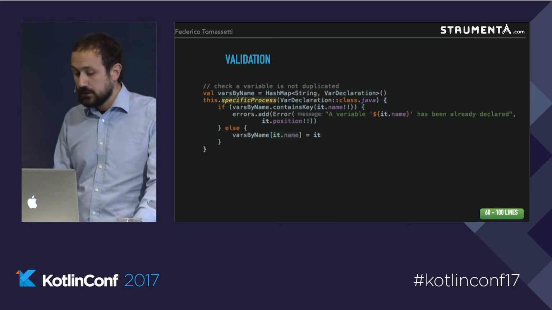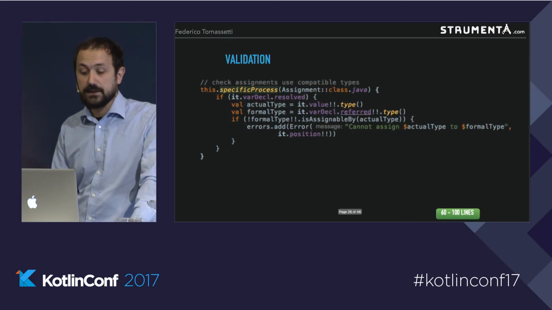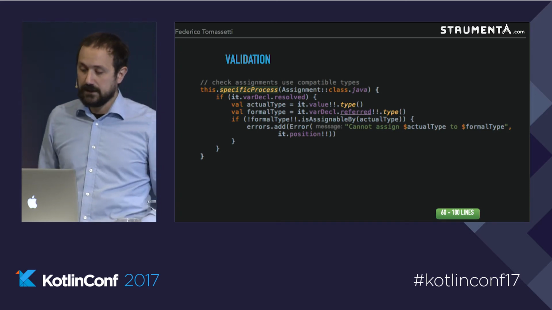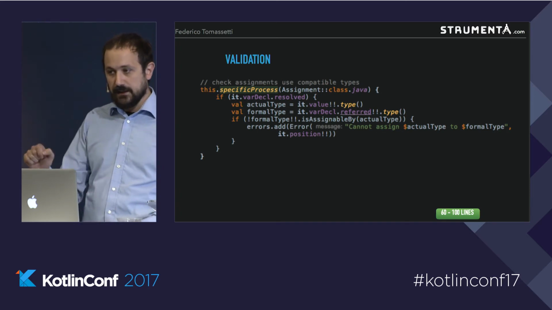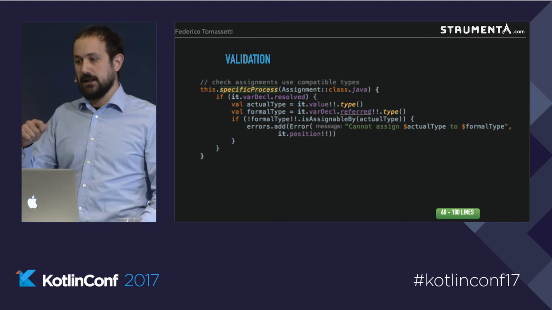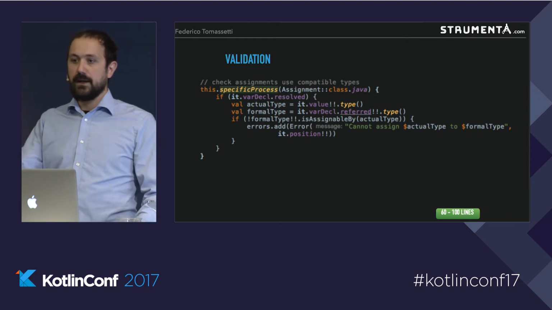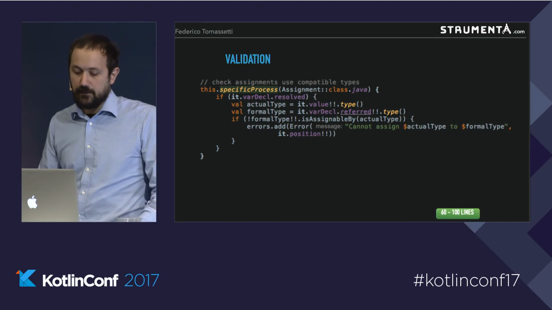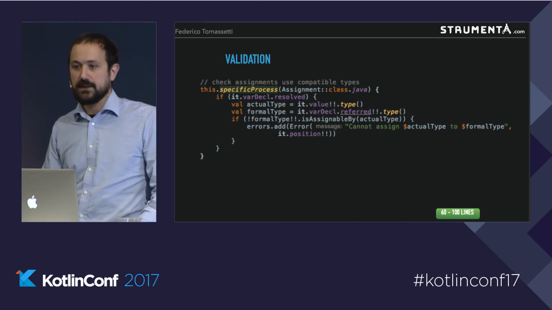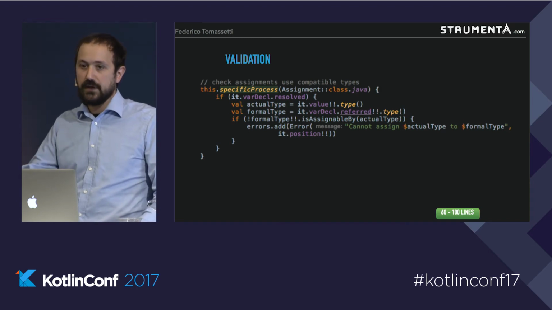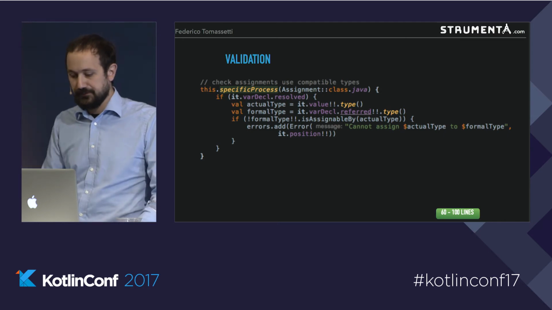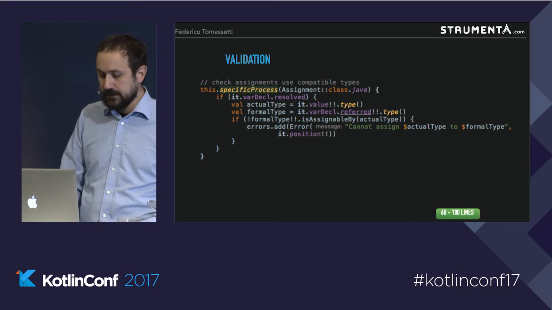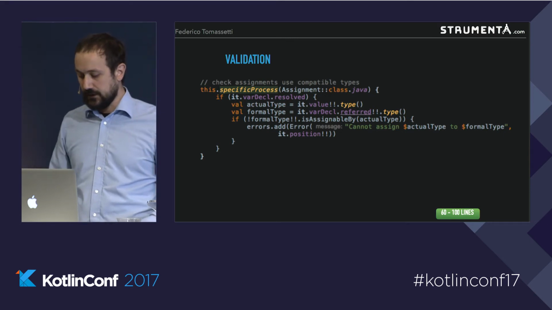Or for example, we could want to verify that all the assignments are correct. So we could want to verify that for each assignment, I'm assigning always a value that is compatible with the type of the variable. For example, I want to prevent the user from assigning a string value to a variable of type int. So this is how I can define this rule, again, using specificProcess.